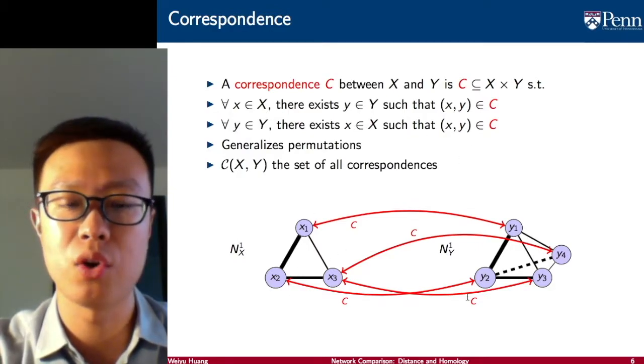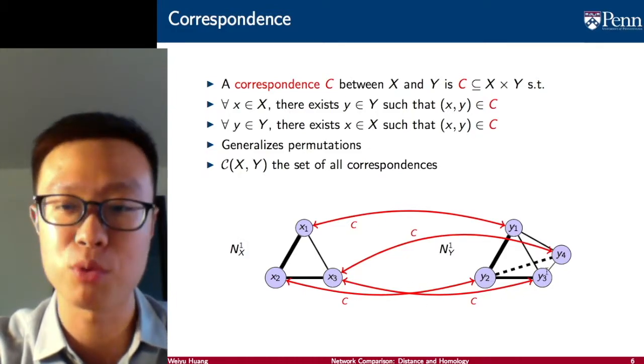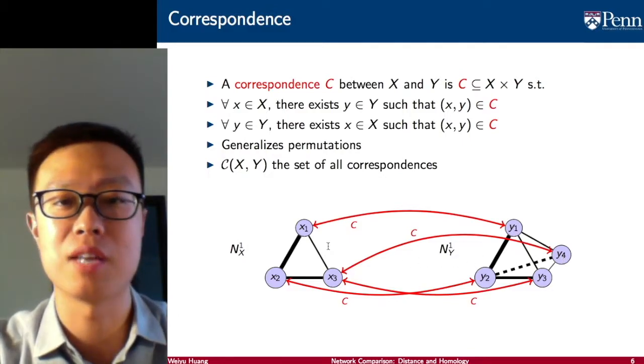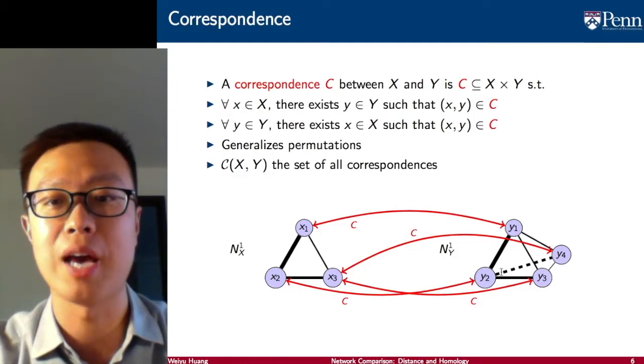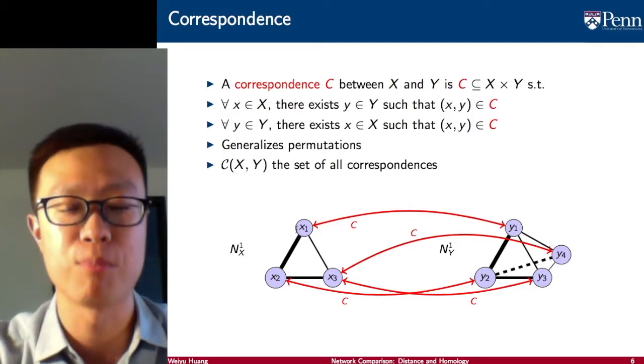As an example here, we have 3 nodes in X and 4 nodes in Y. X1 is mapped to Y1, X2 is mapped to Y2, and X3 is mapped to both Y3 and Y4. This means each node in X has at least one node in Y, and each node in Y has at least one node in X. This is a generalization of permutation.